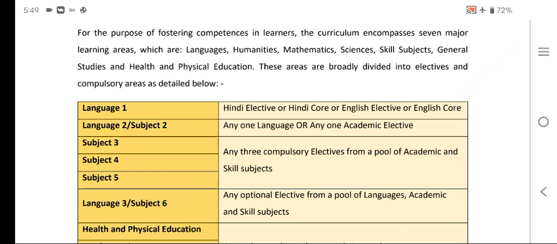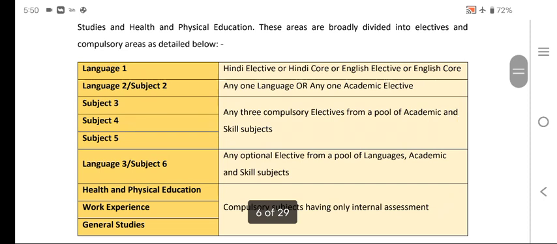The perception is that in language 2, yes, you can take any language apart from Hindi and English. Suppose you have taken English, you can take Hindi. If you have taken Hindi in language 1, you can take any other regional or vernacular language, or any other academic elective, in language 2. It doesn't mean that language 2 is compulsory. It is not a compulsory subject 2.